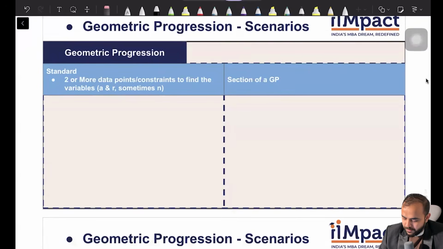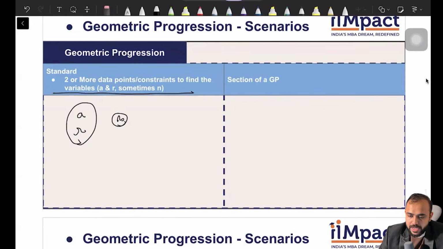Apart from infinite GP, one would be a standard situation. Again, it is very clear. They will give you some data points similar to the question that we saw for AP, and then they will ask you for something. So in this situation, your agenda should be to find the values of A and R, sometimes N if it goes to that extent.